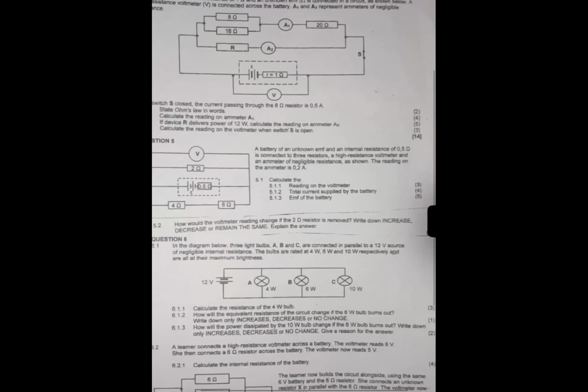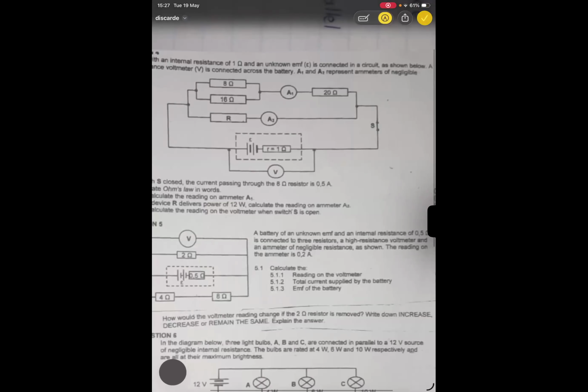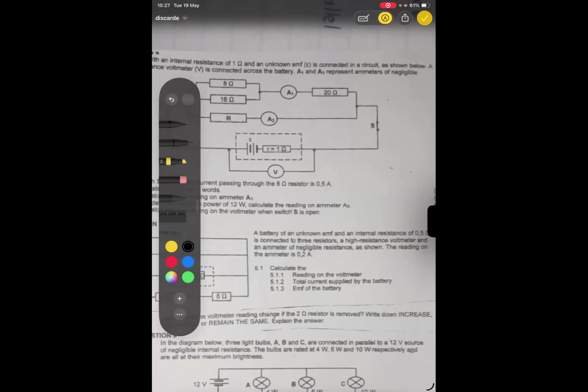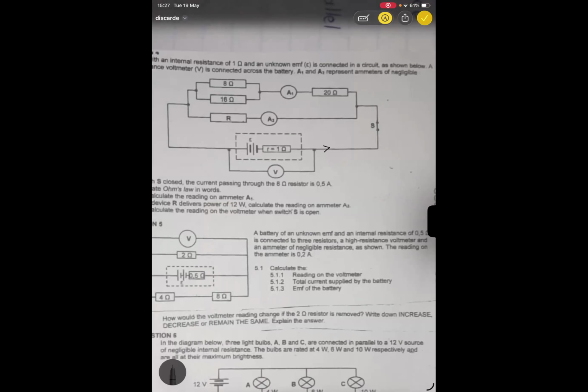Well, it means you have to look for the current. If you check, you already have the current that passes through here, and the current that passes through here, and the current that passes through here. Here you have 0.75, and here you have 0.63, I think. Right? And you can calculate the current that passes through there.